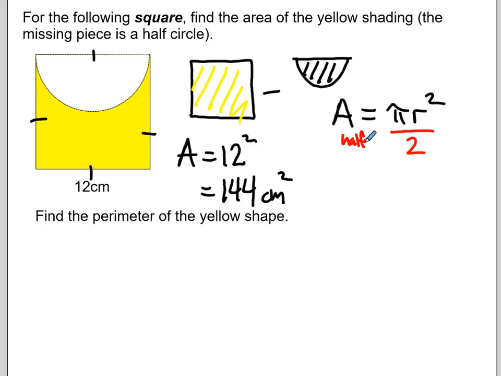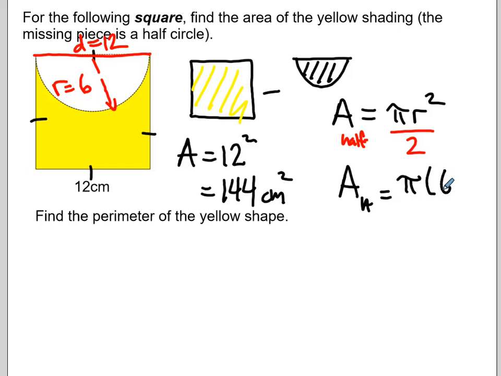Well, if you look here, we know this is 12, and that goes from edge to edge and through the center of the circle, so that happens to be our diameter, which means our radius would be half of that, or just 6. So I can come back here and say the area of my half circle would be pi times 6 squared all over 2. Okay, so that would be 3.14 times 36 divided by 2, so 56.5.